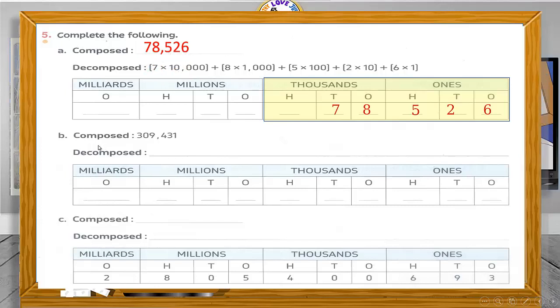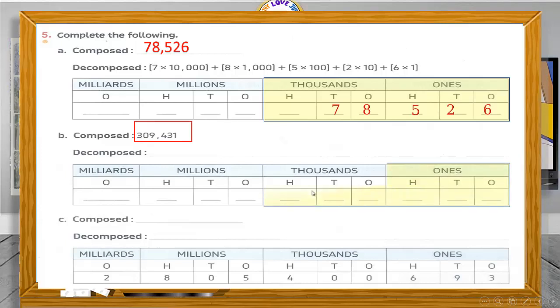Next exercise, composed. We have 309,431 and we have a place value chart. Do you see here how many periods? We have 2 periods. So here we have thousands and ones only. Put all digits down in the places: 3 in hundred thousands, 0 in 10,000s, and 9 in the 1,000 place. Next period, 4 in hundreds place, 3 in tens, 1 in ones.